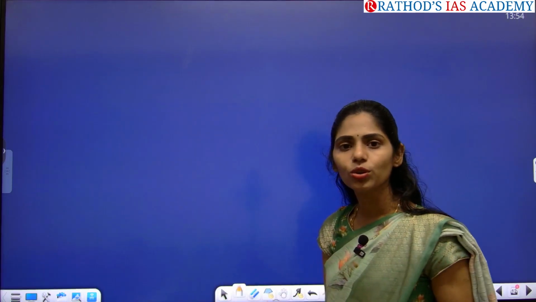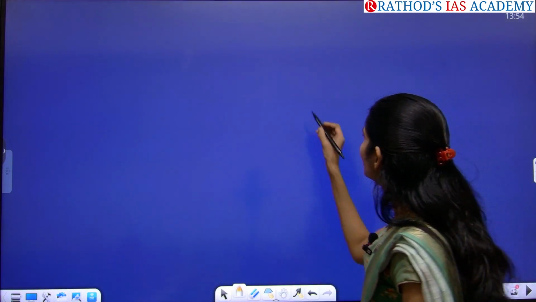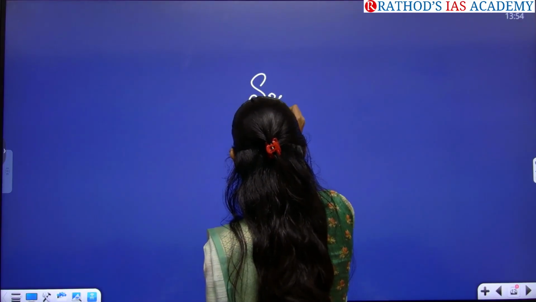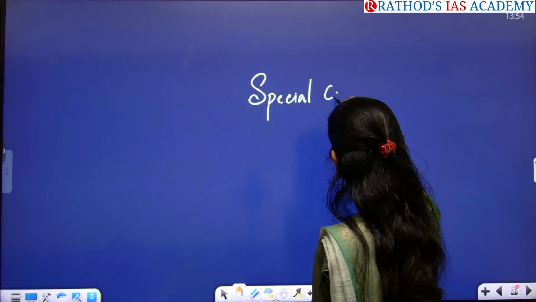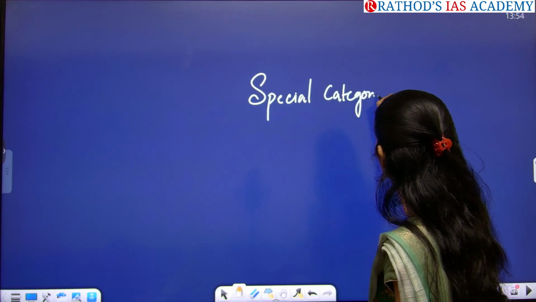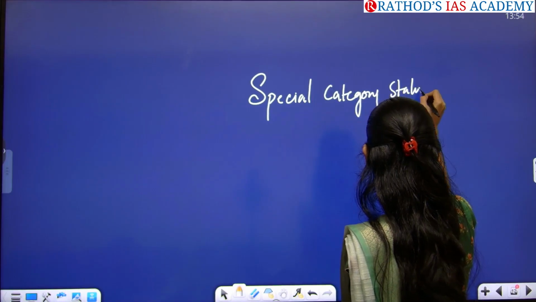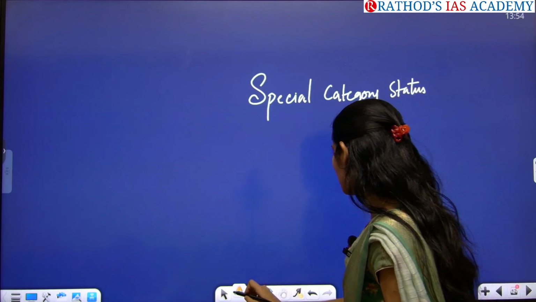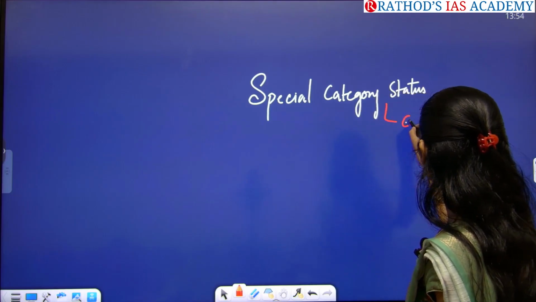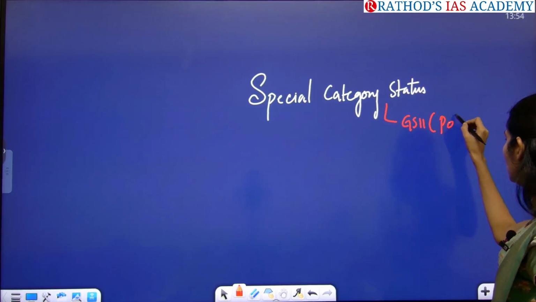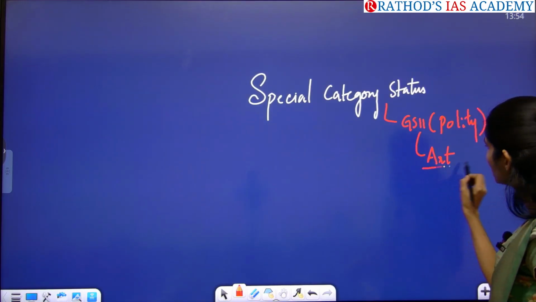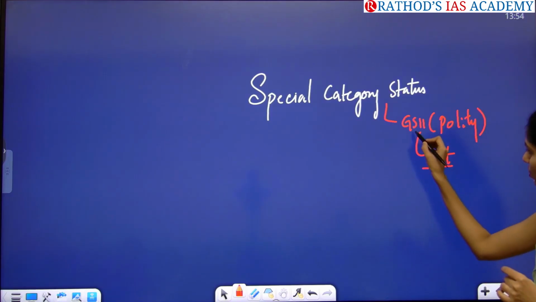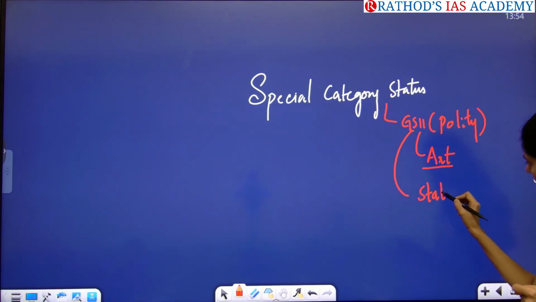First, I will let you know the dimensions that you have to see. The first one is special category status. This article is important from GS paper 2 under polity. Here you have to see some important articles which talk about special category status, and you have to see which states have this special category status now.